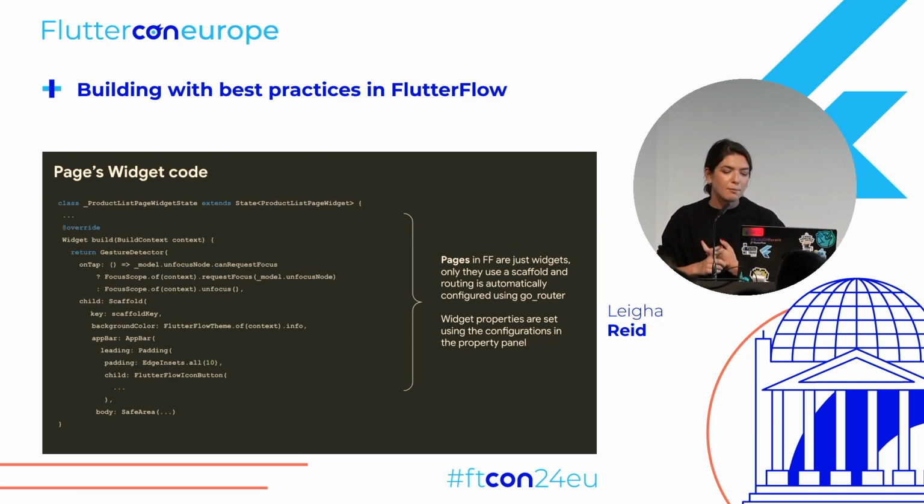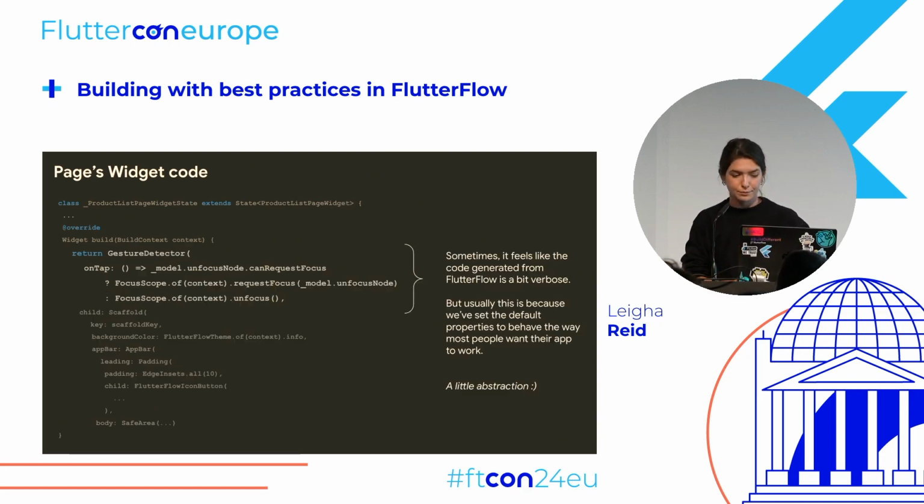So pages are automatically going to have a scaffold at the root of it, and they're going to have routing that's configured through GoRouter. And sometimes you see bits of code, a big piece of feedback that I hear from developers is there's a lot of code going on, and I'm not sure where all this code is coming from and why it's necessary.